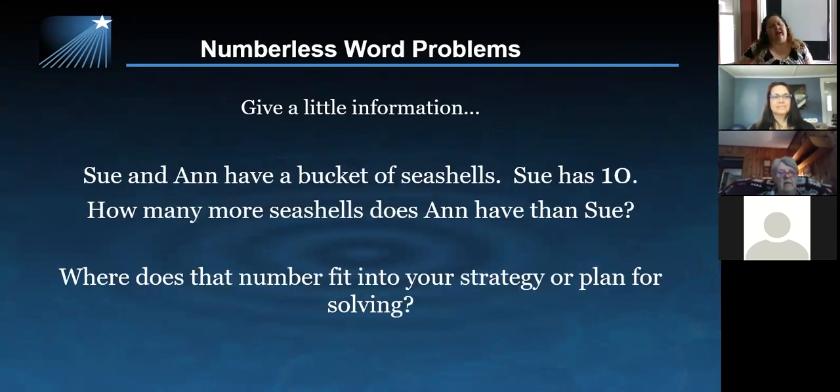So then we start giving a little information. Sue and Anne still have this bucket of seashells, but now we know that Sue has 10. We're still trying to figure out how many more seashells Anne has than Sue. So where does that 10 fit into the strategy that we've planned? Whatever there is for seashells in the bucket, we're taking away the 10 that Sue has to give us what Anne has. And then we still have to find the difference between them.